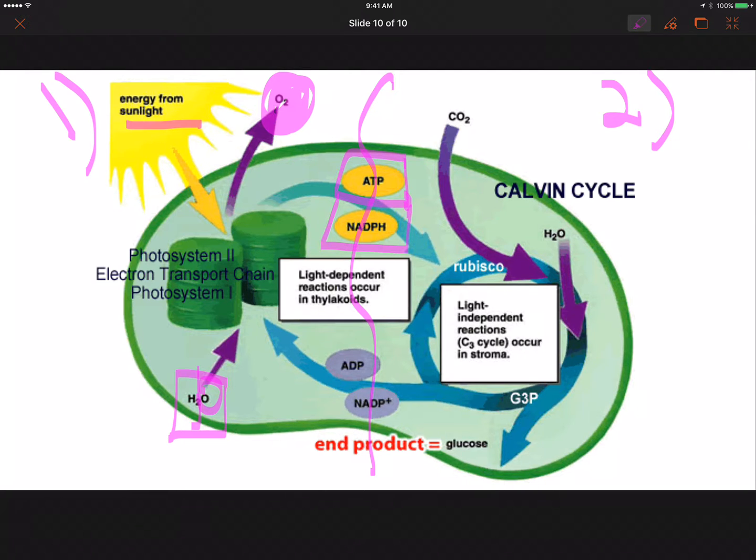That energy is used in the next part, the Calvin cycle, to take my carbon dioxide and turn it into sugar or glucose. So carbon dioxide goes in, that energy turns that CO2 into glucose, C6H12O6. That is the complete process of photosynthesis.